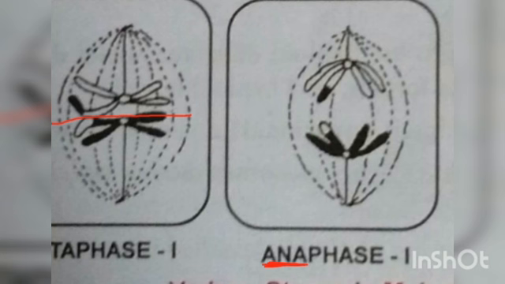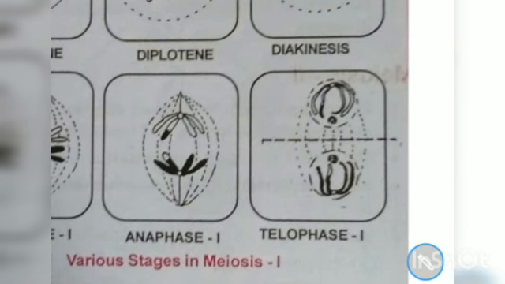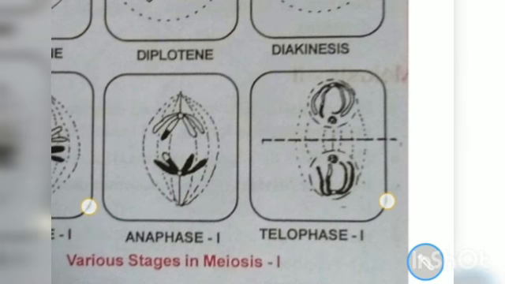Then in telophase 1, under meiosis 1, what happens? See here, a nucleus is organized at each pole. The nucleus has organized again, and each daughter nucleus contains only one set of chromosomes. Hence meiosis 1 is a reduction division. Clear? That's all about your meiosis 1.